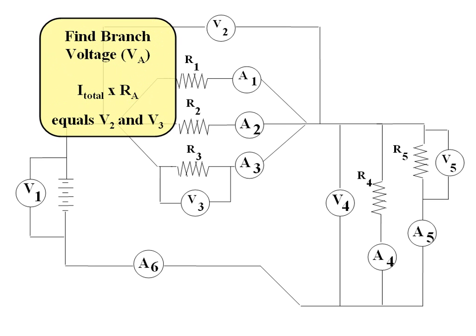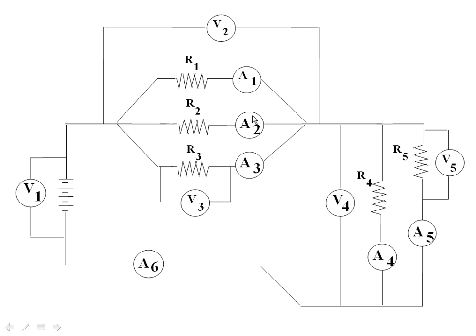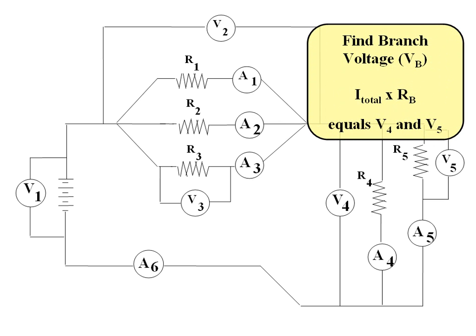Then, once you have the total current for the circuit, you can find the voltage drop for each branch. So you find the branch voltage. This would also be equal to V2 and V3. You can find that by taking current total times just the resistance of branch A. You can do the same for branch B. Take current total times the resistance for just branch B, and that would give you the voltage for V4 and V5 also.